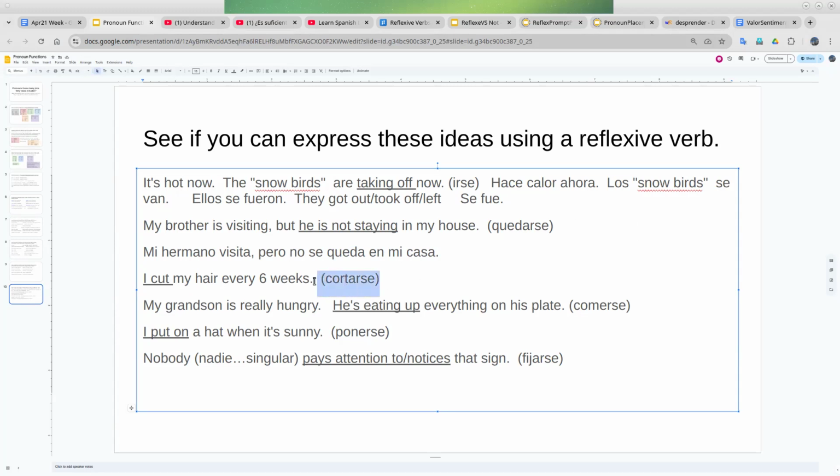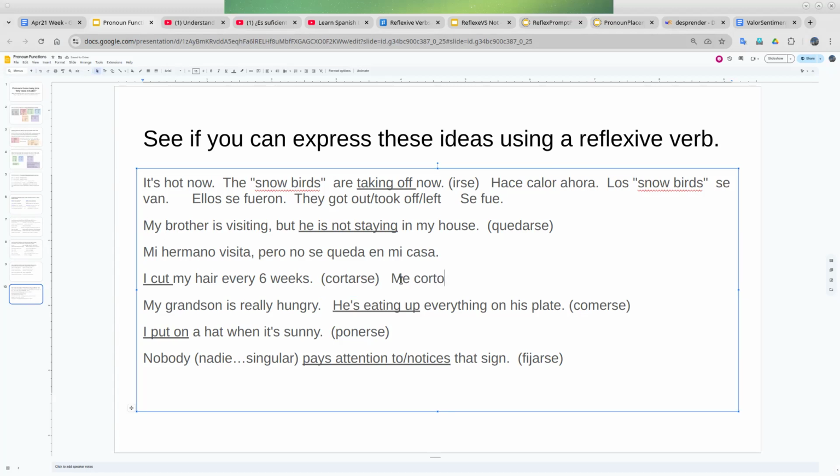And notice when you get a haircut, just to cut like a piece of paper is cortar, but cortarse is to get it cut off of your body. And this does not necessarily mean that you are cutting your own hair. But when you get that haircut, right? I cut my hair every 6 weeks. ¿Cómo se dice cortarse para yo? Me corto.